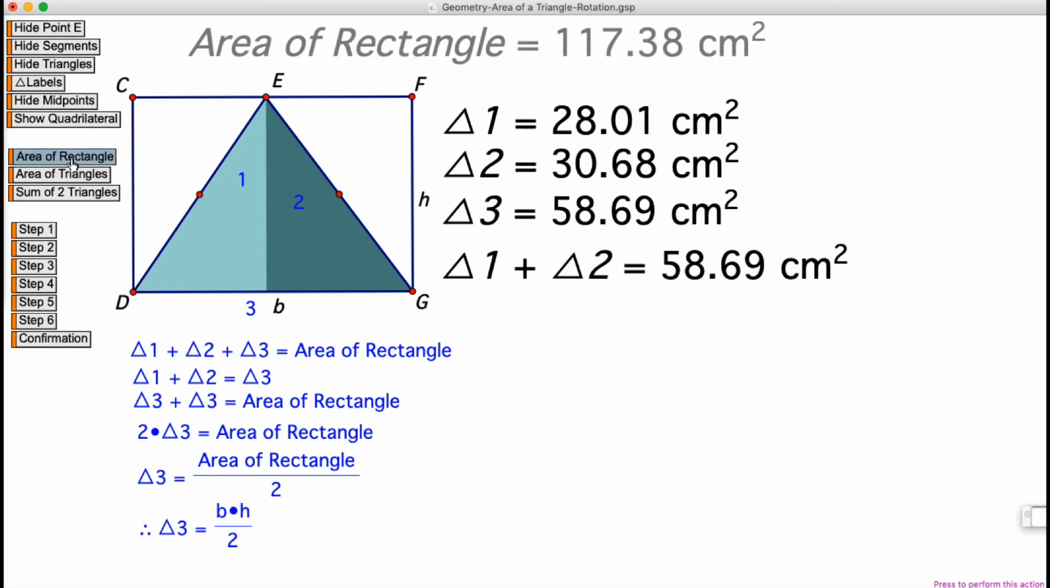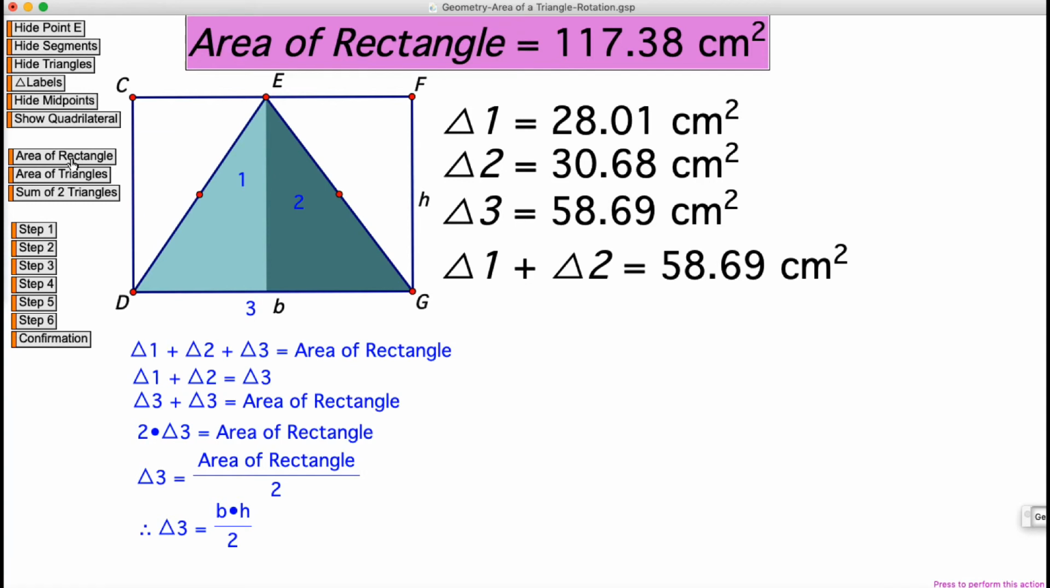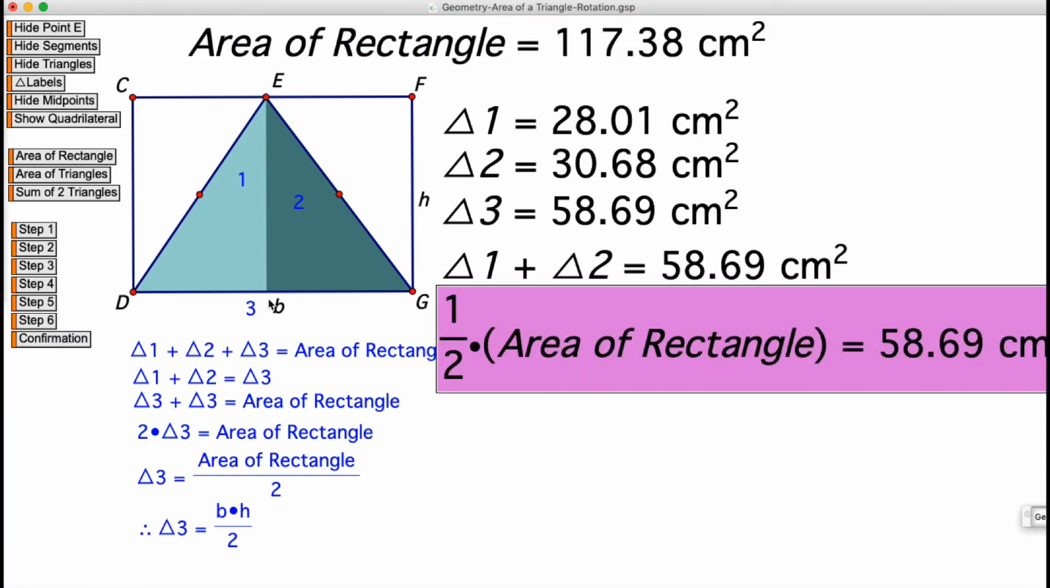Let's see if we can confirm that with our diagram. Well, the area of the rectangle is 117.38. Well, 1/2 the area of the rectangle would be 58.69. So we have confirmed that the area of the triangle is 1/2 base times height.